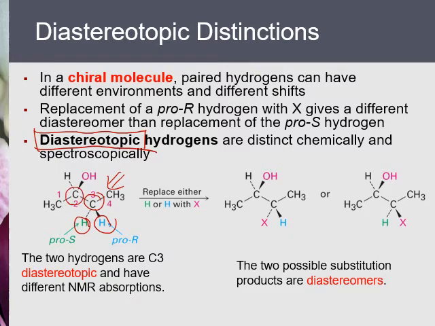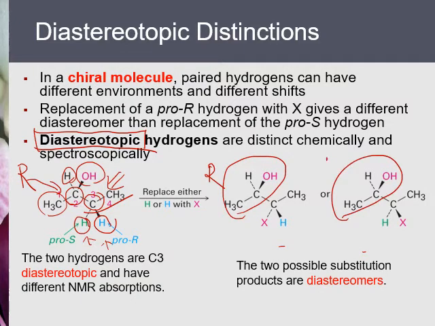It is attached to 4 different substituents: a hydrogen, hydroxide, methyl, and an ethyl. This chiral center has an R configuration. By replacing these 2 hydrogens by X, you get 2 molecules. The chiral center is still R, unchanged. But this carbon becomes a chiral center. If one is R, the other one must be S.